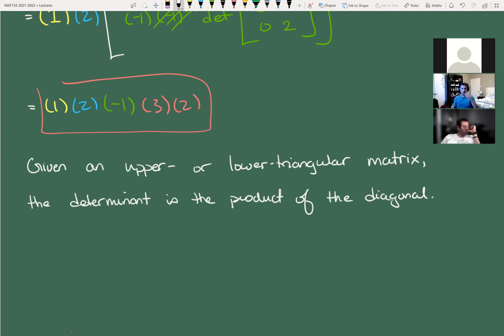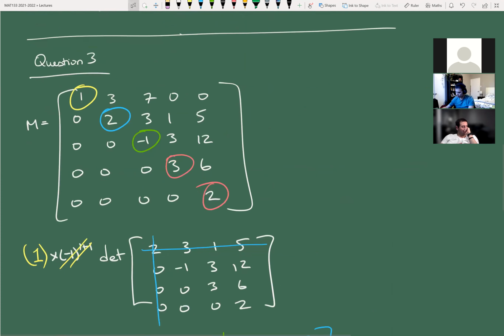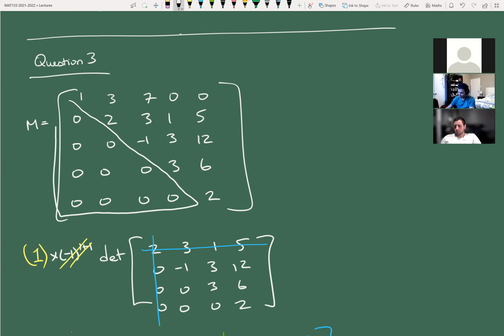Triangular means, again, there is a formal way of defining it, but I think it would be confusing. It means that all the numbers above the diagonal are 0, or all the numbers below the diagonal are 0. If we look at this matrix, we notice there's this triangle of 0 numbers. That's what we mean by triangular: there's that triangle directly beneath the diagonal.